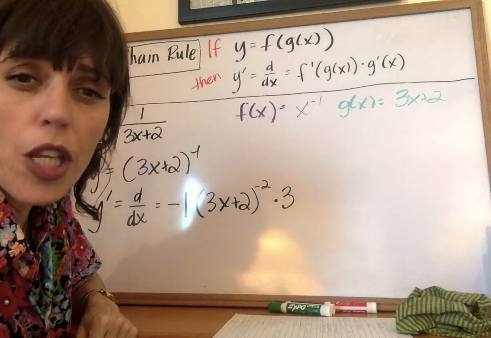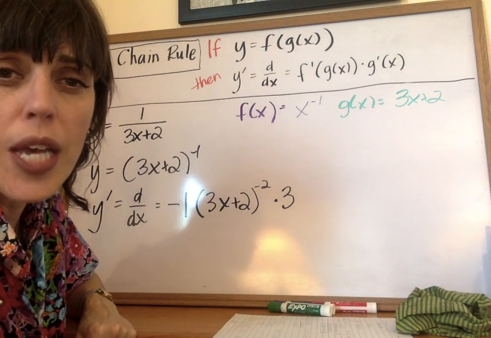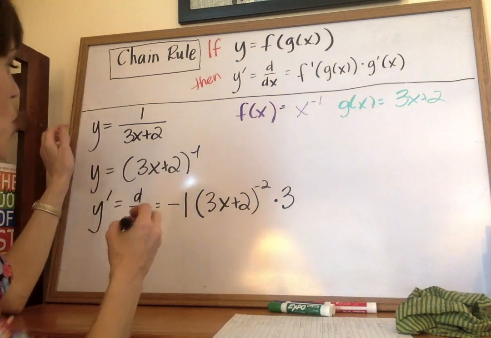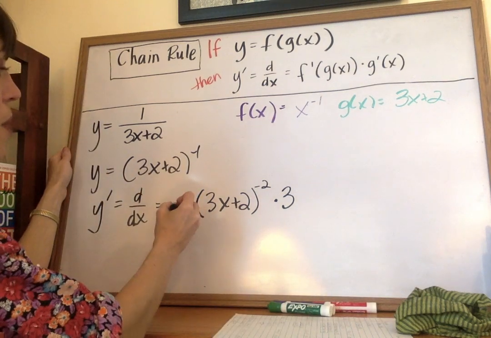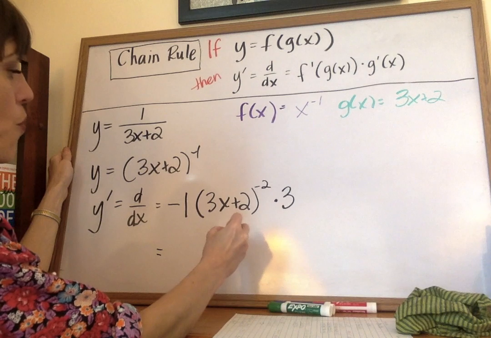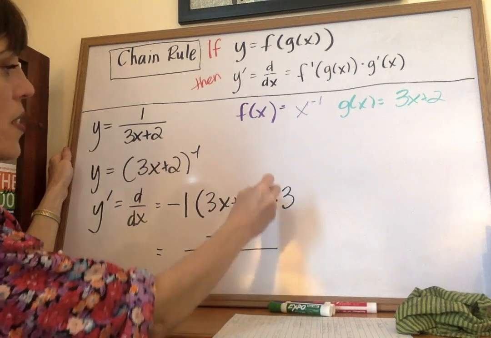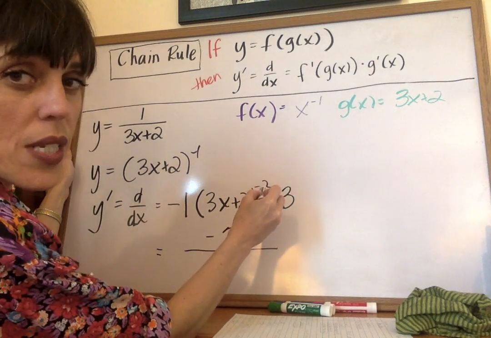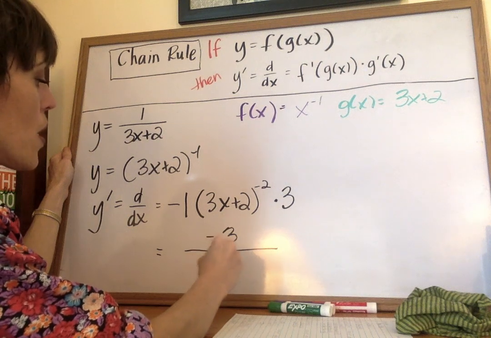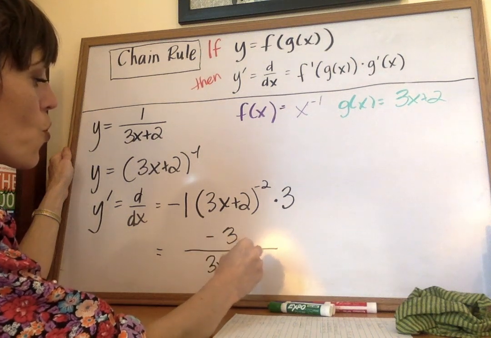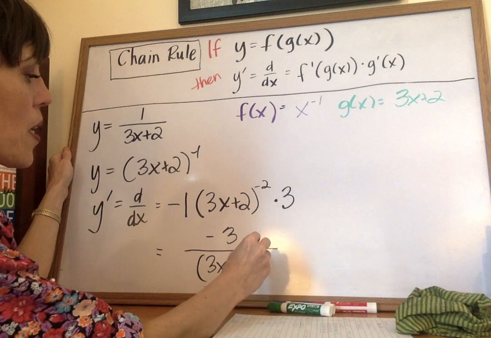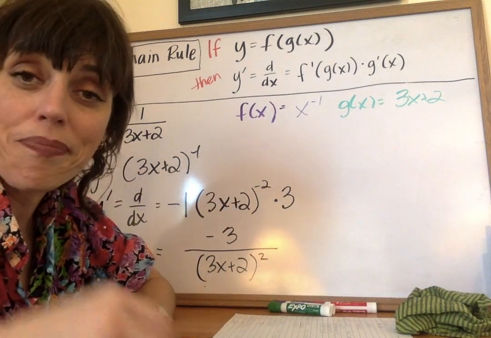I'm going to clean this up a little bit because I've got a negative exponent and I've got some numbers I can pull together. So my derivative cleaned up is going to be -1 times 3 is -3 over this negative exponent. It tells me to move this to the denominator. 3x plus 2, and it's a -2, so that's going to be squared. And there you have it.